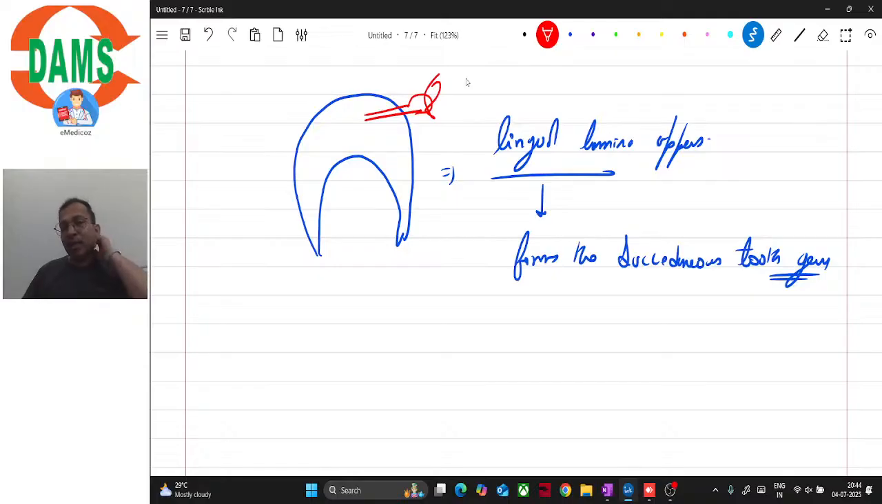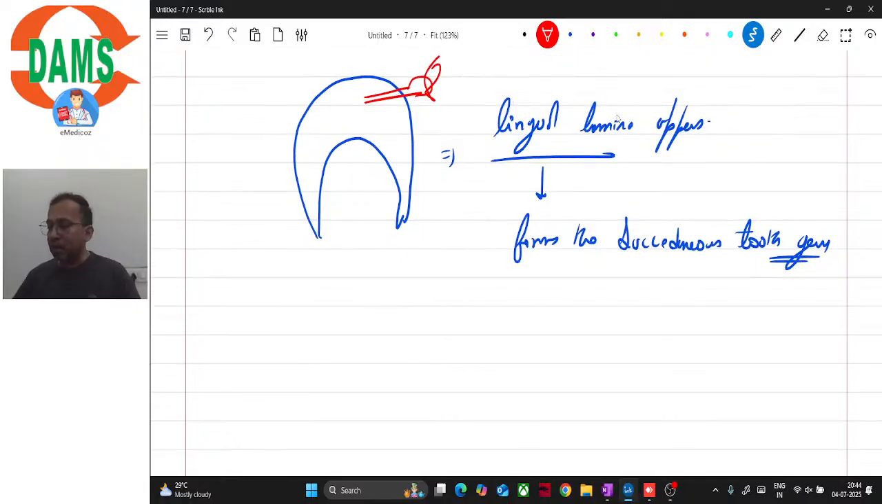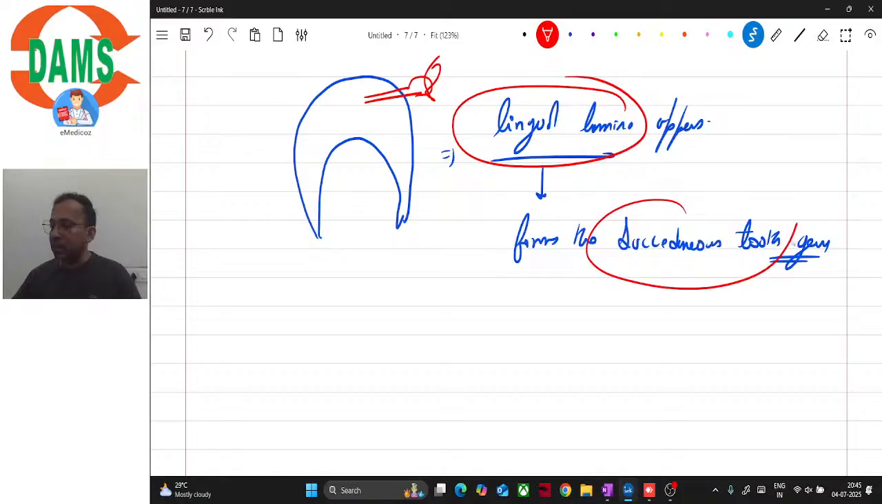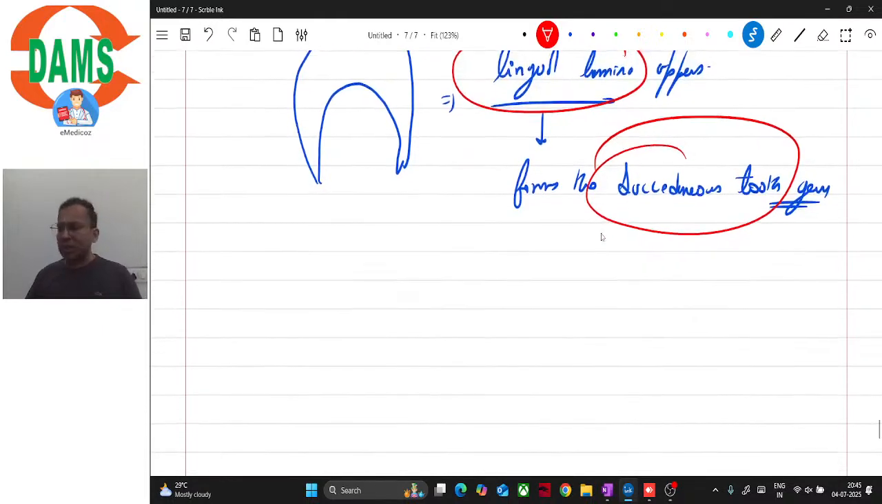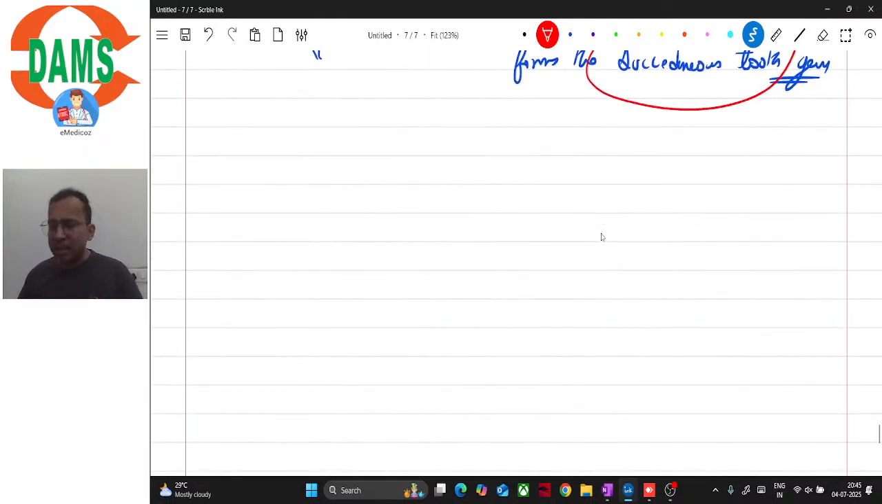So that's why it will form the succedaneous tooth germ as it later on proliferates. So this lingual lamina will form the succedaneous tooth germ, right? And it first appears in the late bell stage. So these are the different stages. What else happens in the late bell stage?